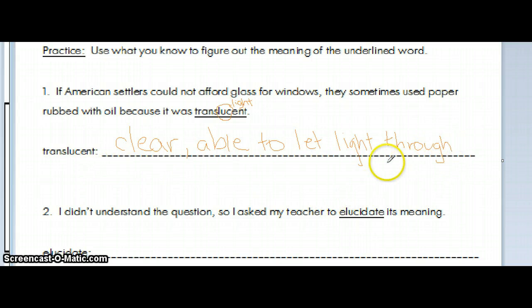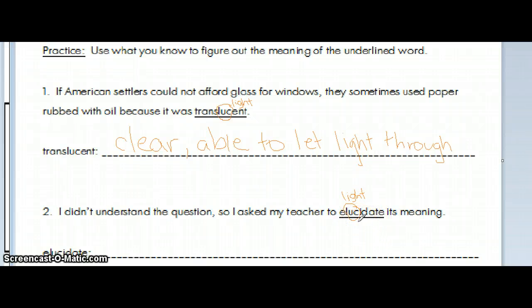Now, I feel pretty confident about that, so I'm going to move down to number 2. Number 2 says, I didn't understand the question, so I asked my teacher to elucidate its meaning. So once again, I see this luc root in here, and I'm going to once again write light above it to remind myself that this has to do with light. I don't really know much about the rest of the word, so I'm going to go ahead and move on to my plug it in strategy by trying to think of another word that could go here.